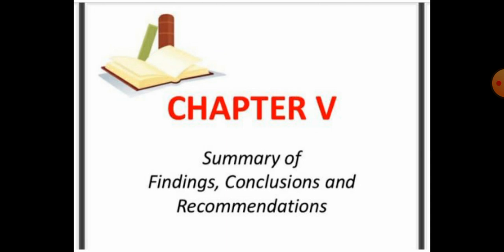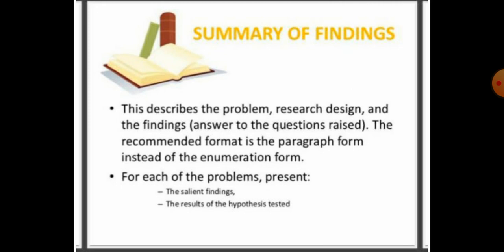Chapter 5. Summary of findings, conclusions and recommendations. Summary of findings. This describes the problem, research design and the findings. Answer to the question raised. The recommended format is the paragraph form instead of the enumerated form. For each of the problems, present the salient findings and the result of the hypothesis tested.